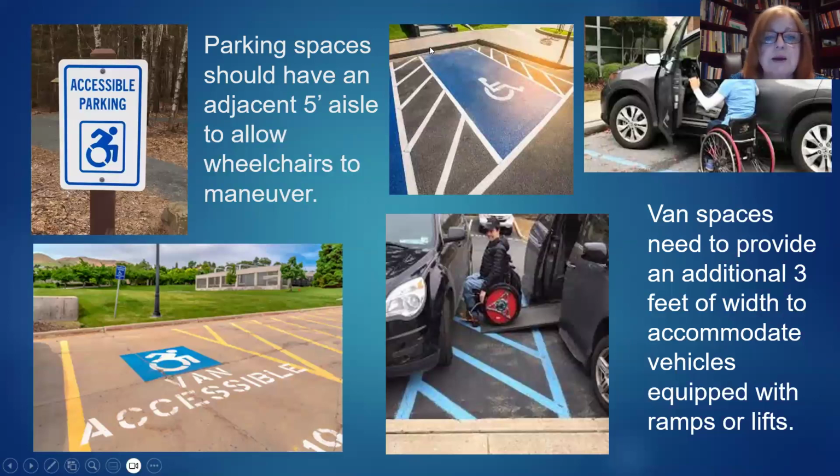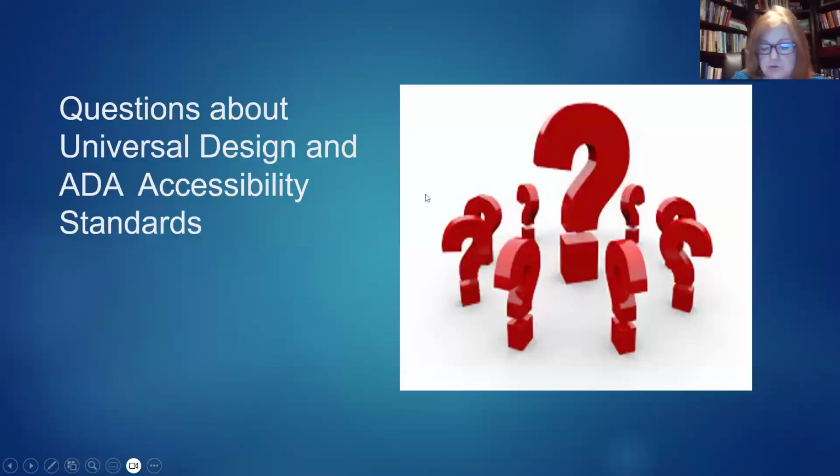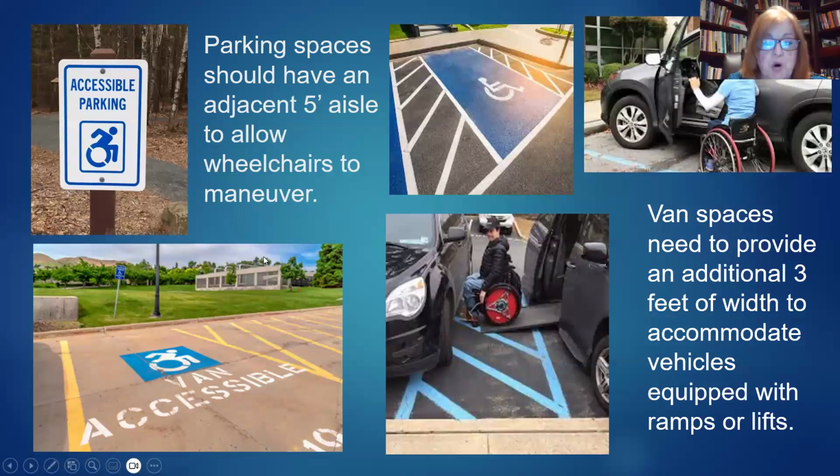Okay, last thing I want to talk about is accessibility for parking, because that's an important thing. Parking spaces should all have an adjacent 5-foot aisle like this. A van needs 8 feet, because see, this person had no choice but to park here, and with the van lift, now I am stuck because here's the lip and I can't go over it, particularly with an electric wheelchair. Electric wheelchairs are very, very heavy.